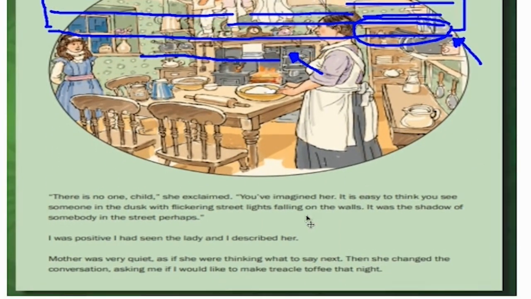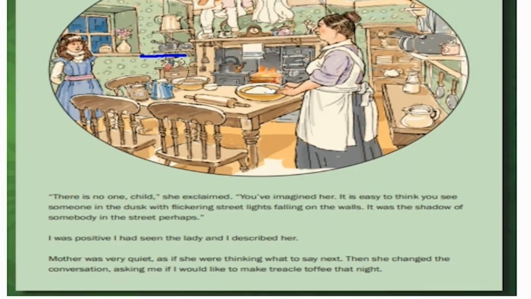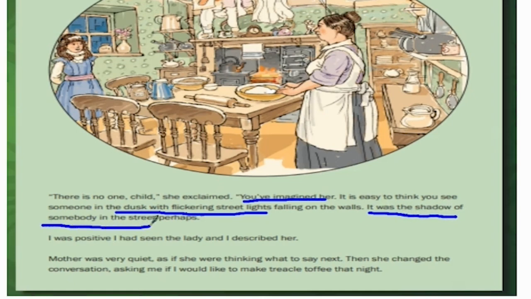This bit here is where her mother and Penelope are having a conversation together. So what does her mother say? Her mother says, "There is no one, child," she exclaimed. "You've imagined her. It is easy to think you see someone in the dusk with the flickering streetlights falling on the walls. It was a shadow of somebody in the street, perhaps." So her mother really doesn't believe her, does she?